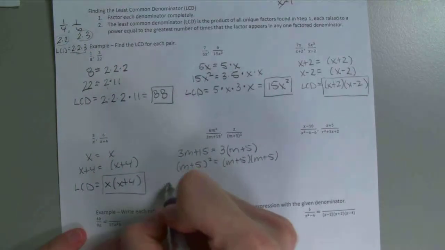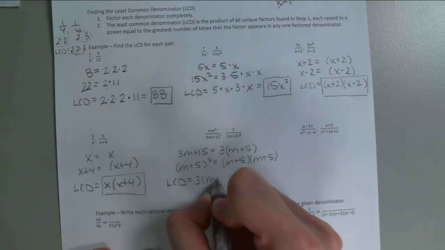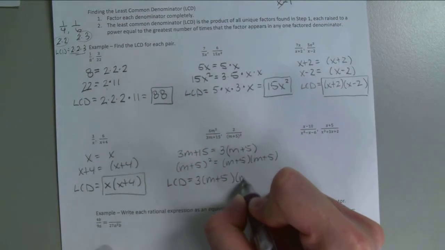So our LCD, guys, is going to be our first denominator completely. So 3 and an n plus 5. But what do we need to add on to that so we represent the second denominator completely? An n plus 5, right? It needed both, and we only have one listed right now. So here is our LCD.